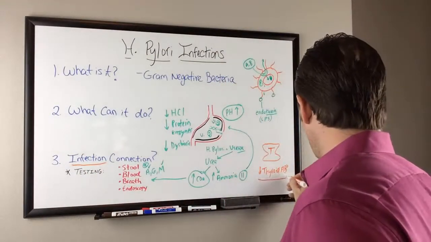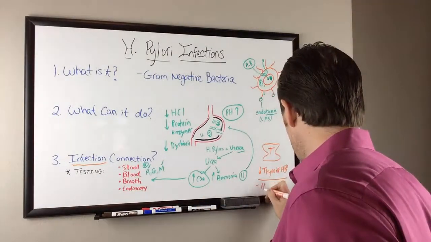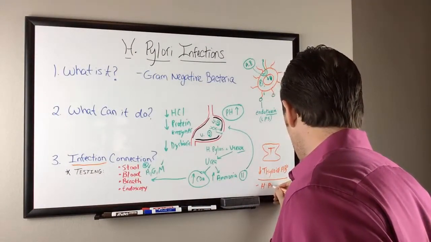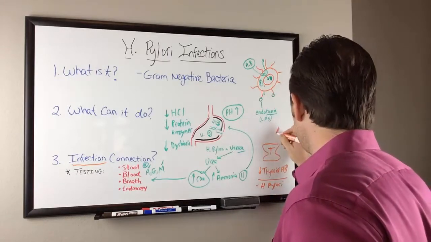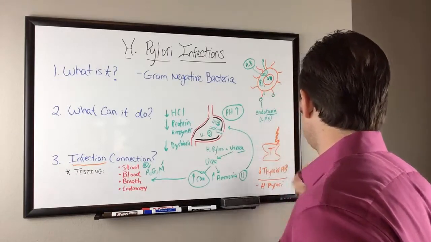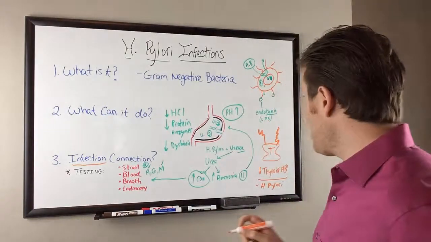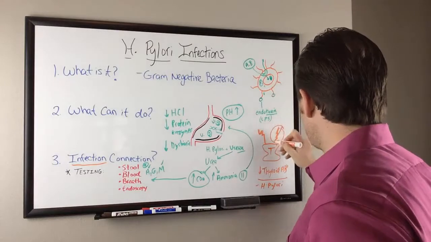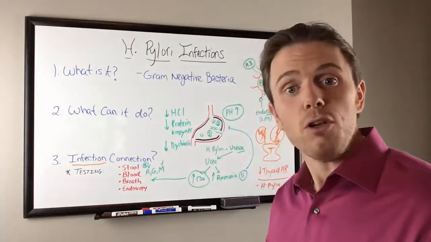So we really want to get the H. pylori eradicated to really knock the thyroid antibodies down. And that will decrease the destruction to the thyroid tissue. So that's a lightning bolt right here coming at the thyroid, attacking it. And we can decrease that. We can decrease it if we knock down the H. pylori infection.